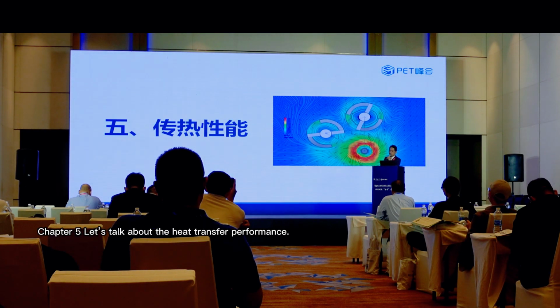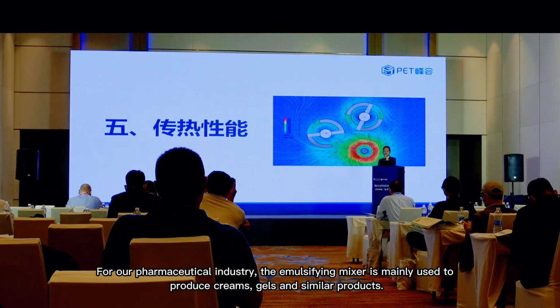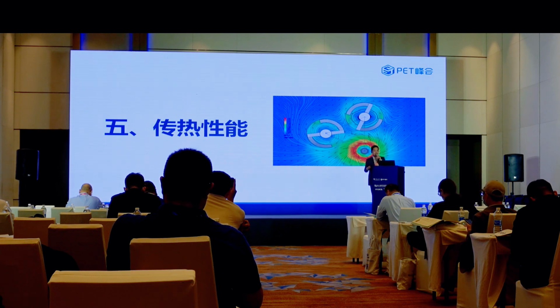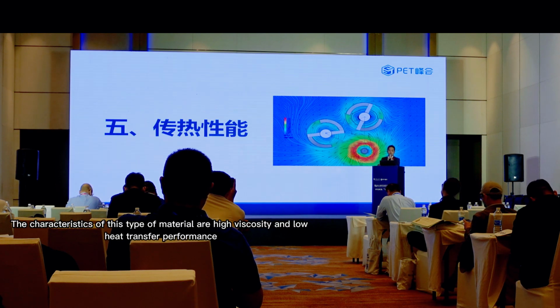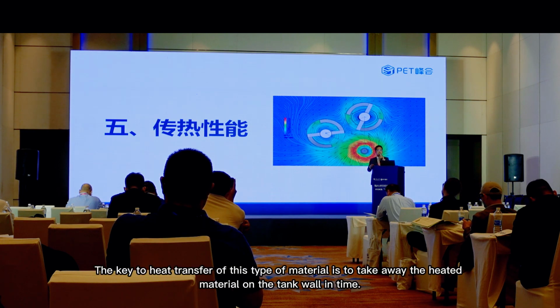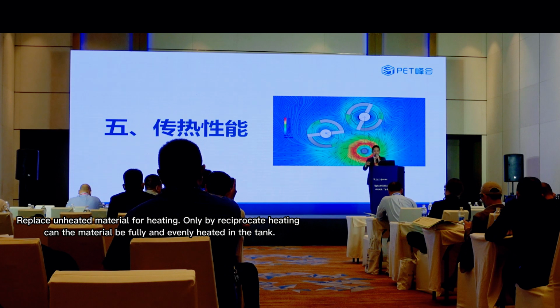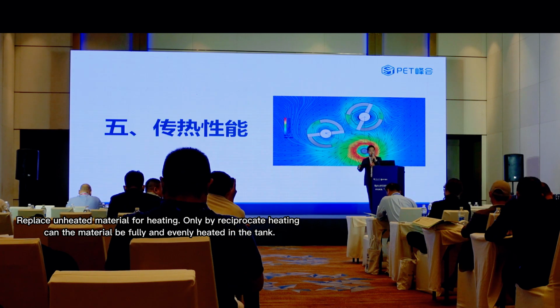Chapter 5. Let's talk about the heat transfer performance. For our pharmaceutical industry, the emulsifying mixer is mainly used to produce creams, gels, and similar products. The characteristics of this type of material are high viscosity and low heat transfer performance. The key to heat transfer of this type of material is to take away the heated material on the tank wall in time and replace it with unheated material for heating. Only by repeated heating can the material be fully and evenly heated in the tank.